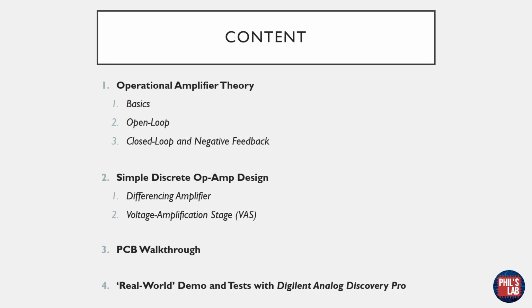We'll look at operational amplifier theory, covering the basics, looking at the open loop system, and then seeing how we can close the loop using negative feedback. We'll then look at a very simplified discrete op-amp design, discrete meaning made out of individual transistors, and we'll look at the differencing amplifier stage and the voltage amplification stage, or VAS for short.